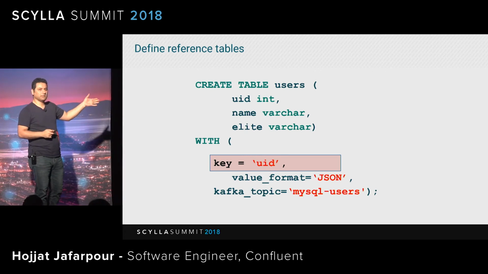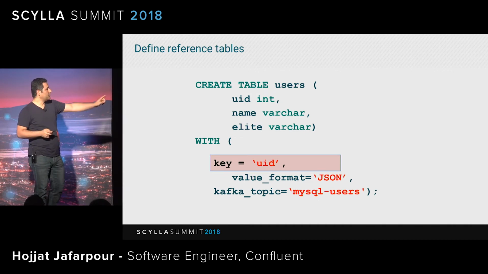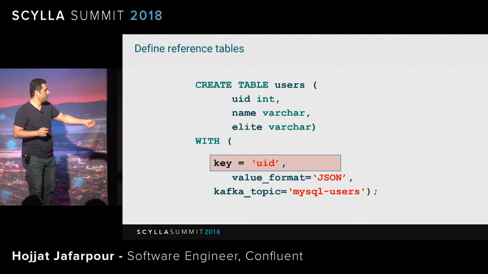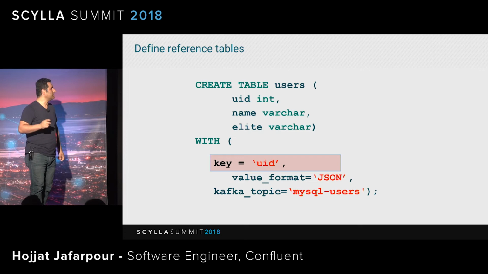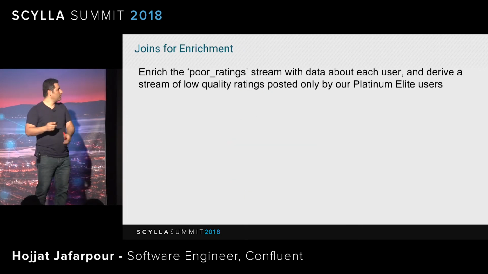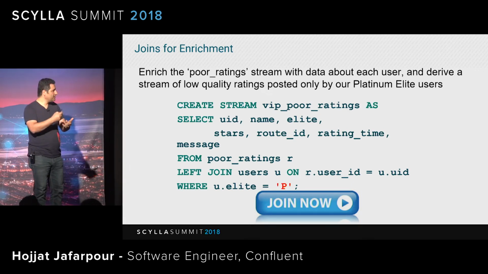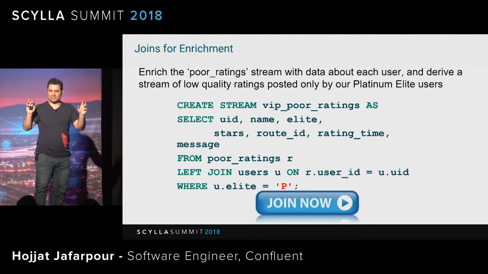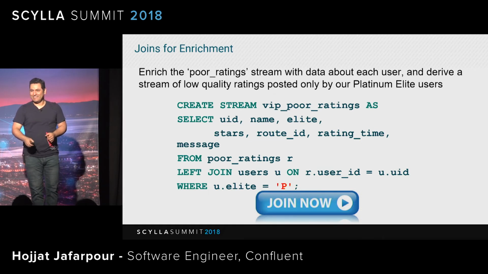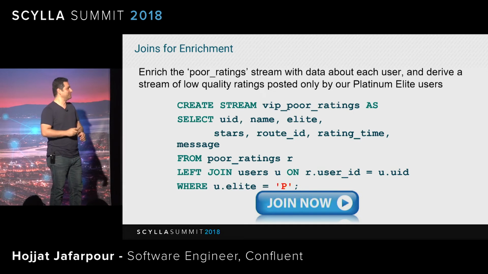Now we define another table in KSQL using this statement over the topic that's called MySQL-users, meaning that this data is being pumped into the Kafka topic from the MySQL table. From these two, let's join them and enrich them. After joining, we want to fetch the users that are our elite users or platinum level users, because we don't care about other users. If they don't rate us well, we are fine.